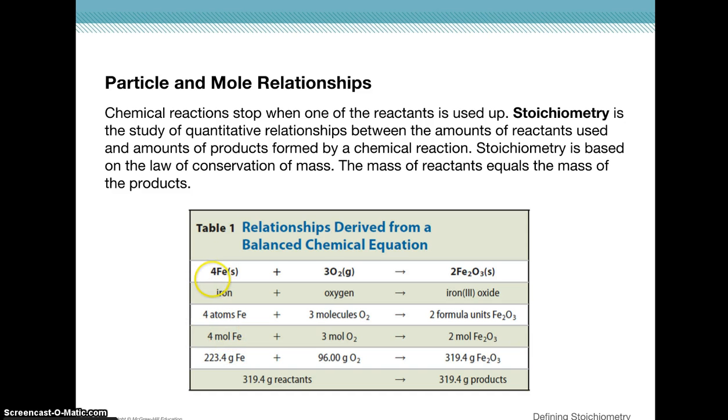So these coefficients are not only how many atoms and how many molecules there are, but also how many moles of each thing are in the balanced equation. So 4 moles of Fe reacts with 3 moles of O2 to make 2 moles of Fe2O3. If we took those mole values and converted them to grams using the molar masses of the reactants and the products, we would see that the total mass of the reactants equals the total mass of the products. That's the law of conservation of mass. And these moles that the coefficients represent are what we're going to be focusing on in this unit, so we have to have that balanced equation to get those moles.